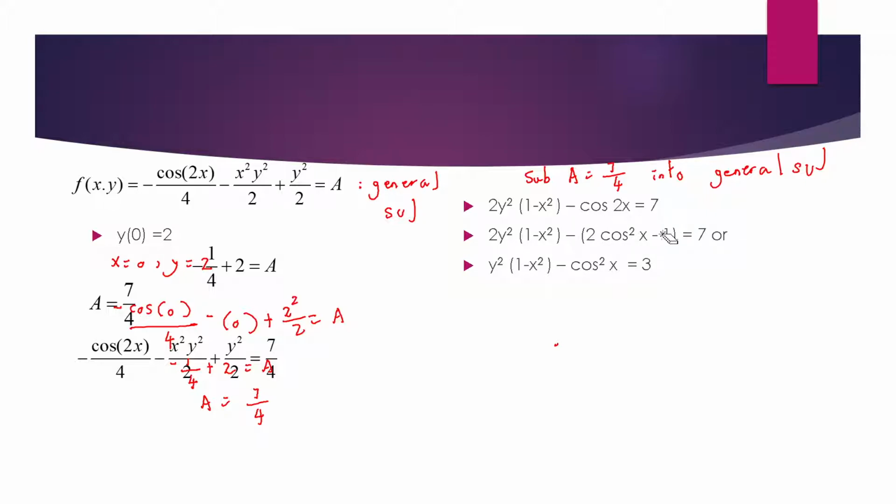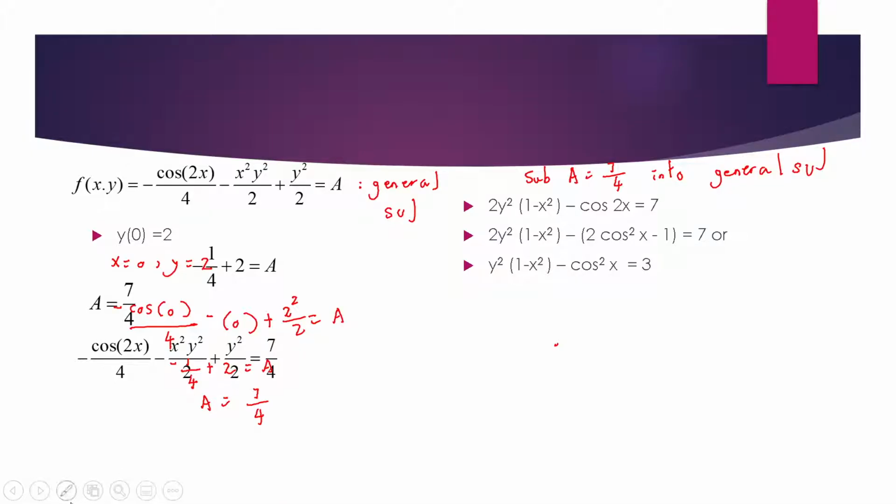This is minus plus 1. Bring to the other side. This becomes 7 minus 1, 6. And then divide everything by 2. From here, you may have 2y squared times (1 minus x squared) minus 2 cos squared x equal to 6. And then divide by 2.